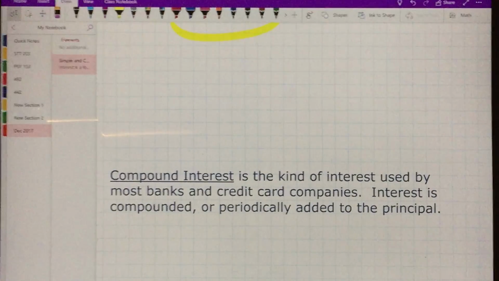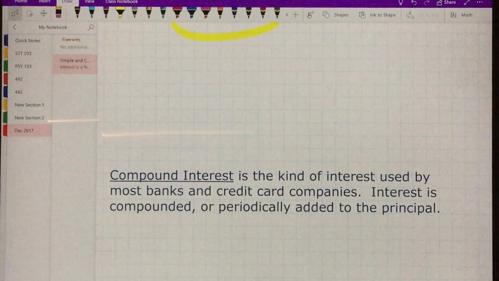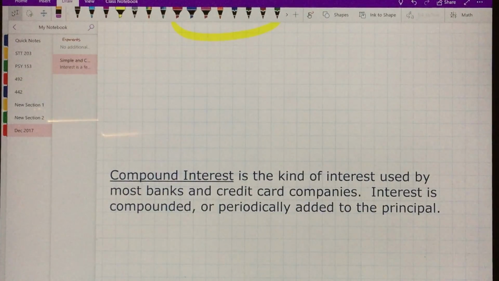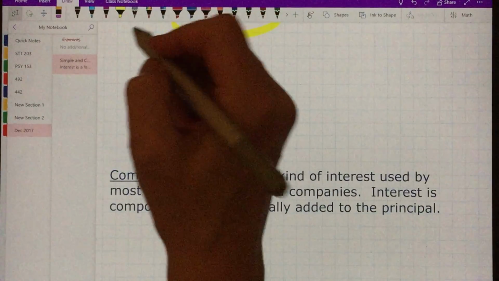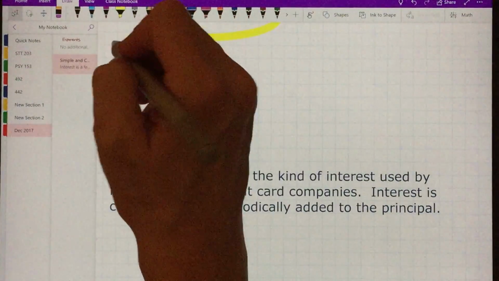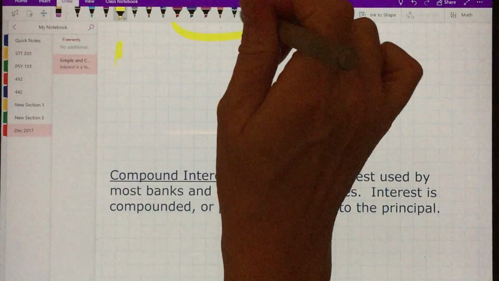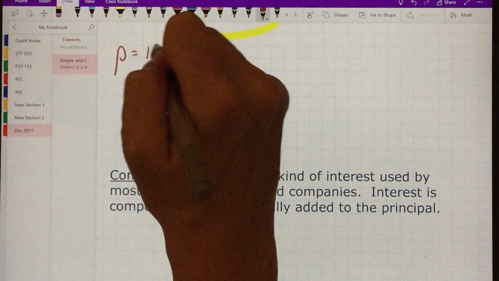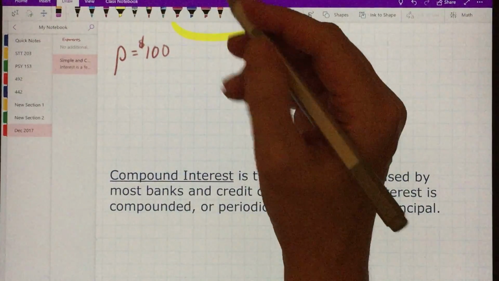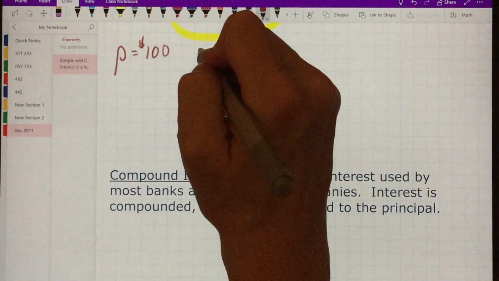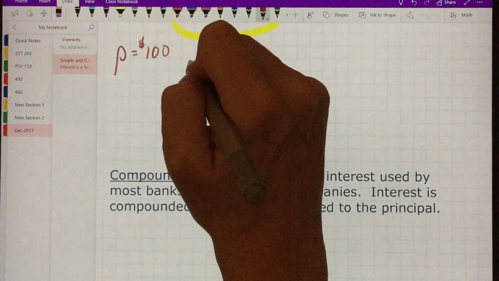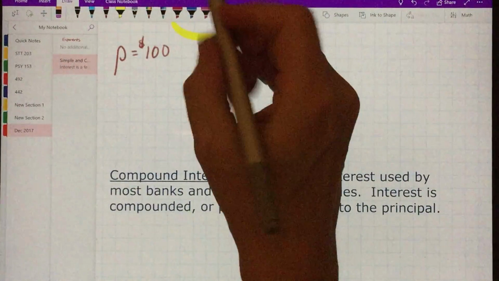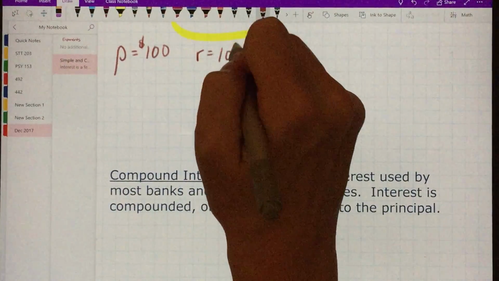So the way simple interest is calculated, you are paying the same amount of money in interest each year. So if I handed you $100, so the principal, let's say the principal is 100, and I said, I'll loan you this money at 10% interest. So your rate is 10%.